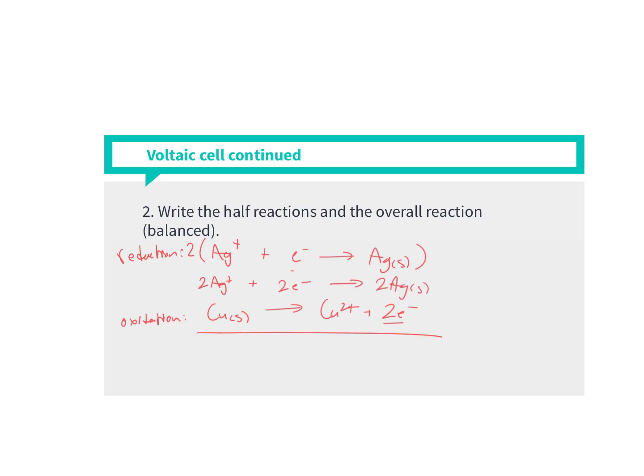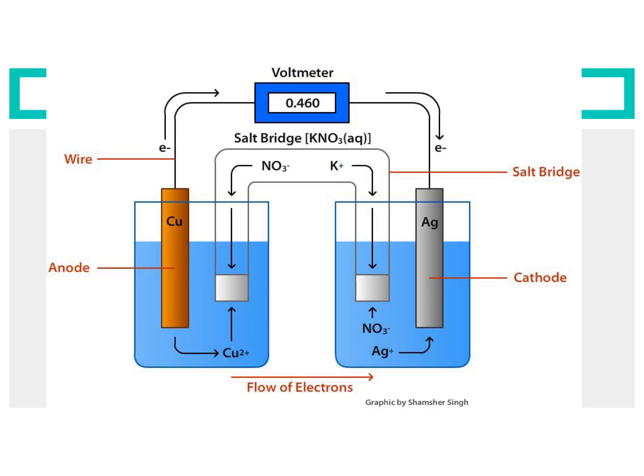And then we just add up these 2 reactions together. We end up with 2 Ag plus copper solid. The electrons, of course, should always cancel out. We make 2 Ag solid and copper 2+. That is our overall reaction that's happening in our electrochemical cell. And of course, the ions should be aqueous. And then here's what's actually happening.